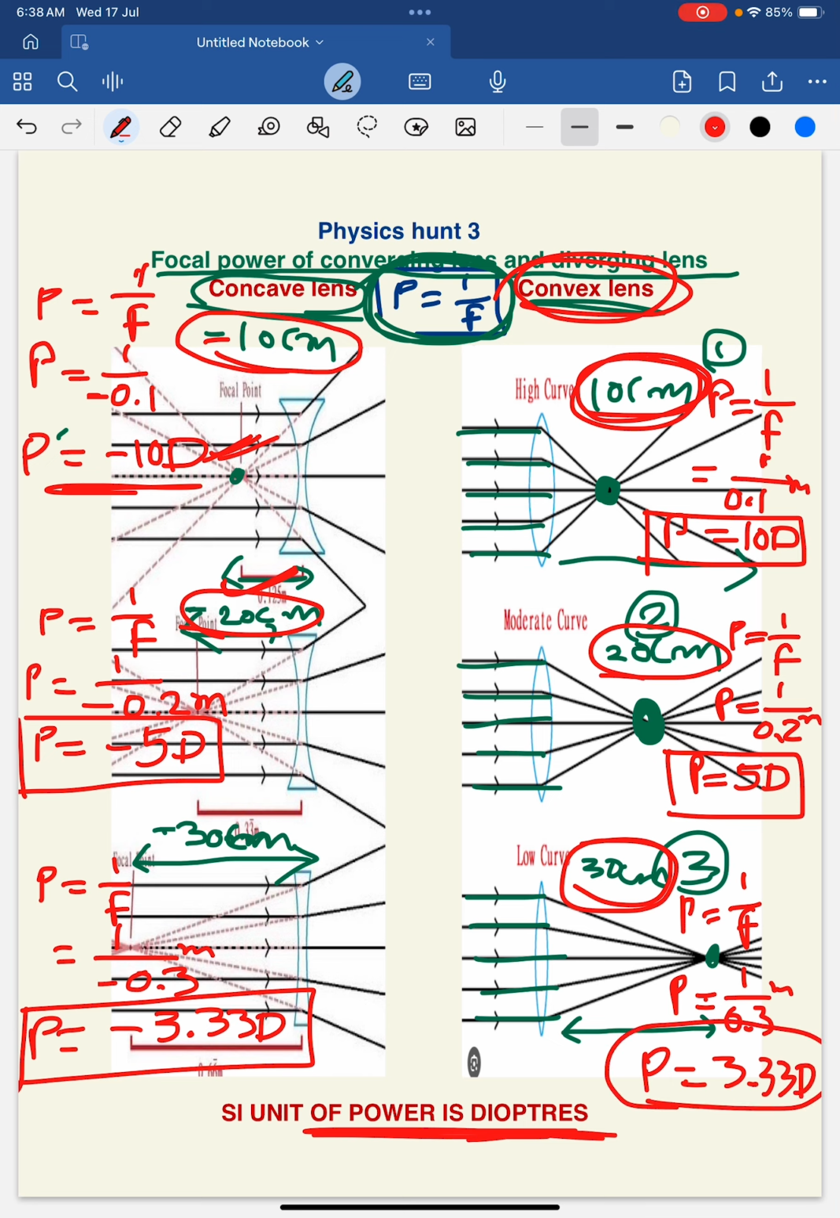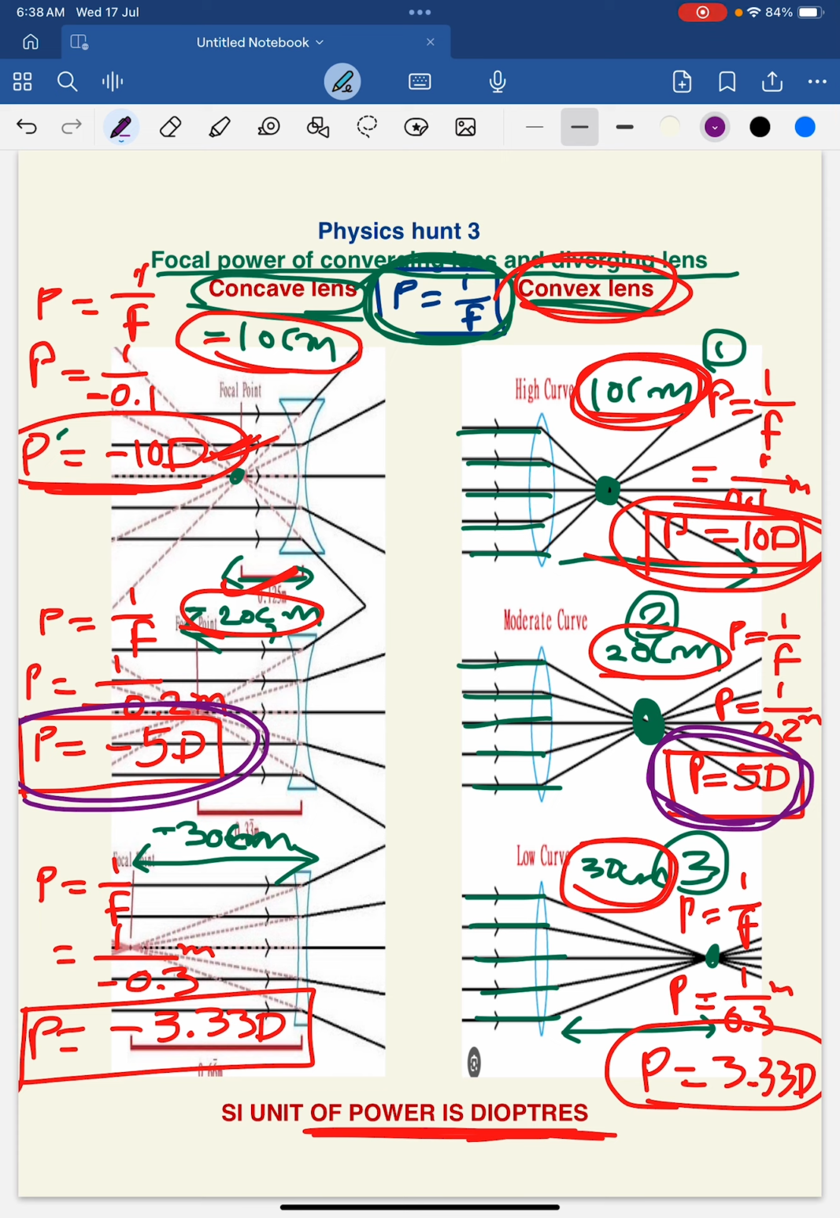Now look at this picture carefully. For the concave lens, the first value we got is minus 10 diopter, but for the convex lens we got plus 10 diopter, isn't it? Similarly, for the concave lens, the second power value is minus 5 diopter, but for the convex lens we got plus 5 diopter. And similarly in the third diagram, for the concave lens the power value is minus 3.33 diopter, but for the convex lens we got plus 3.33 diopter.